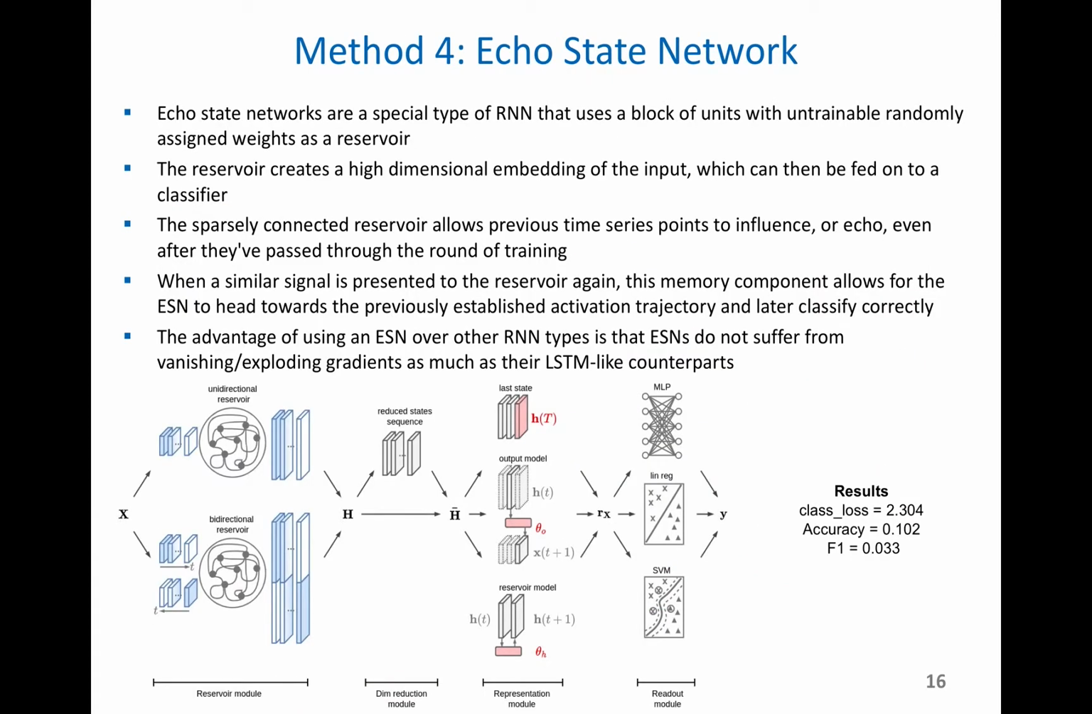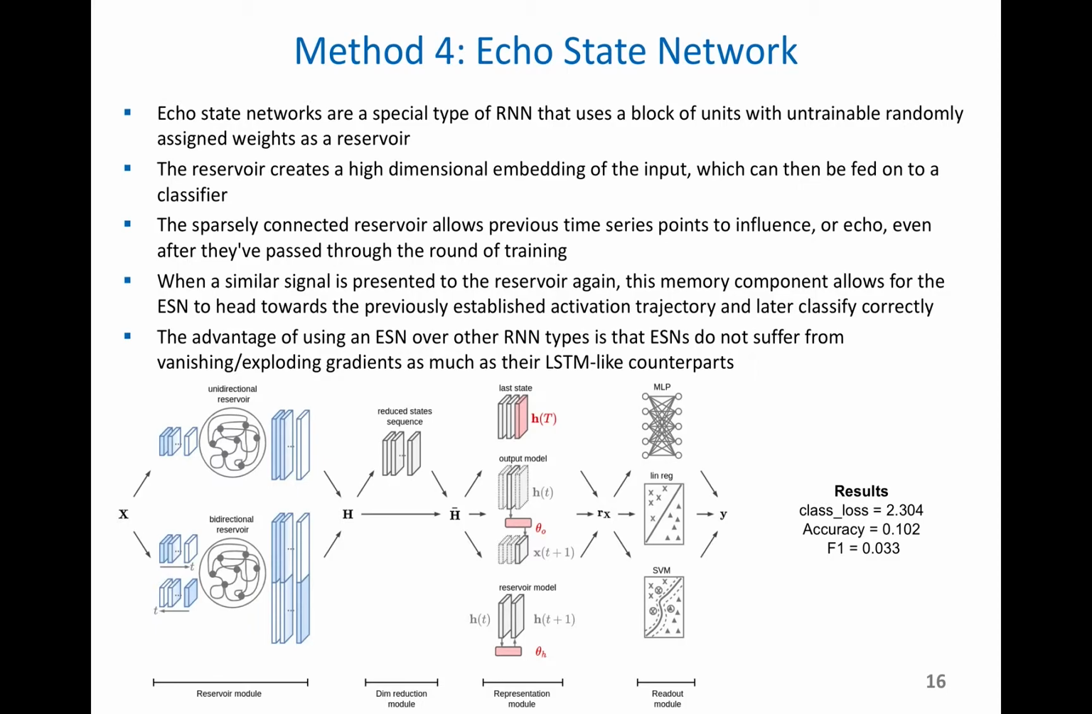The fourth unit we looked at was the echo state network. It's a special type of recurrent neural network that uses a block of units that have untrainable weights, and this block of units is called the reservoir. So the reservoir, once again, creates a high-dimensional embedding of the input, which could then be fed onto the classifier.